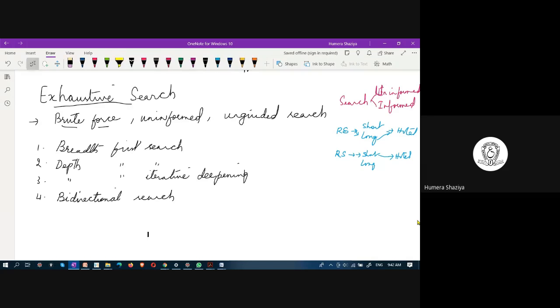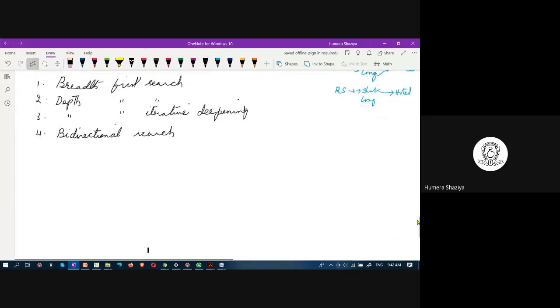Moving on to the first category, first type, which is breadth first search. This is known as DFS. This one is known as DFS. This is DFID. This one is BDS. First method, BFS, breadth first search.